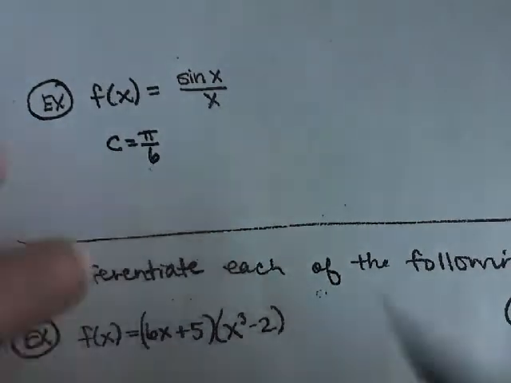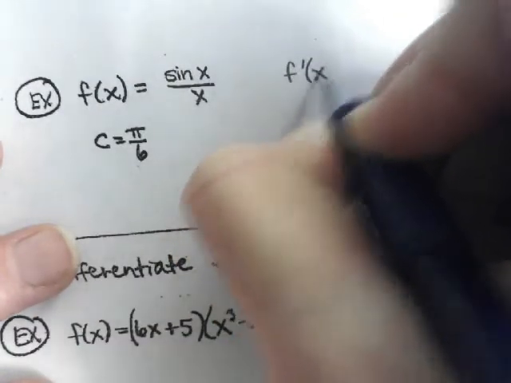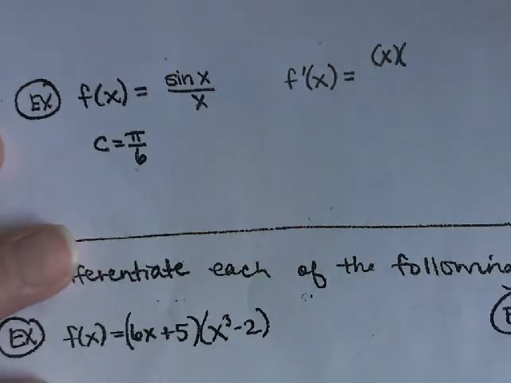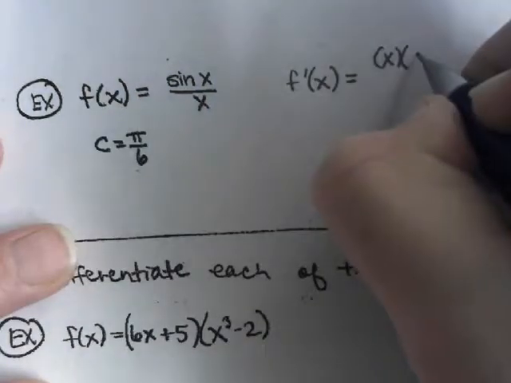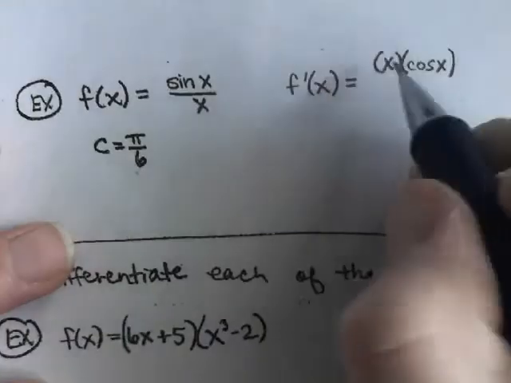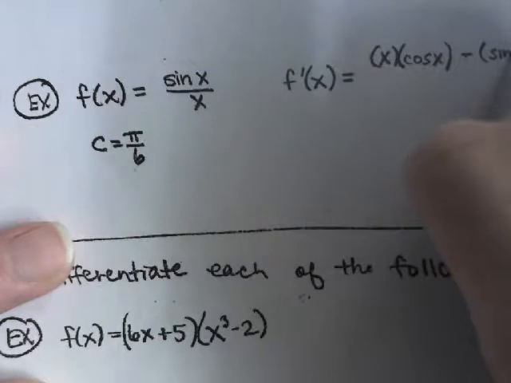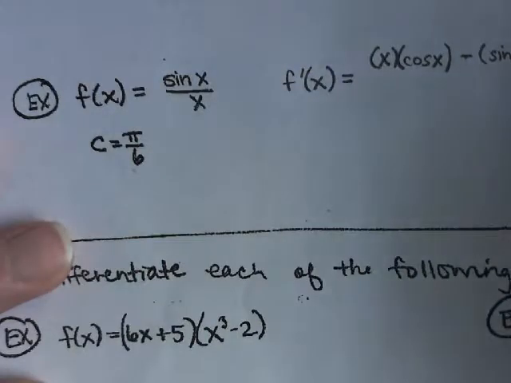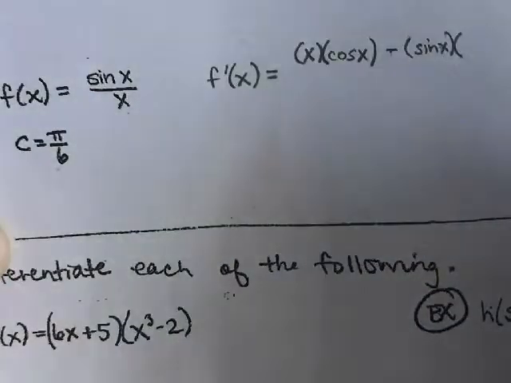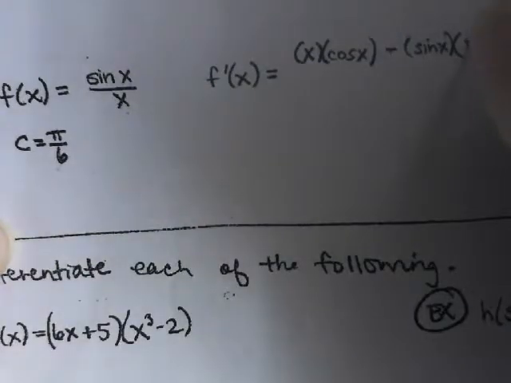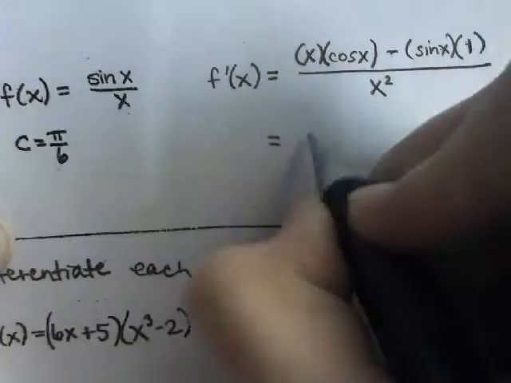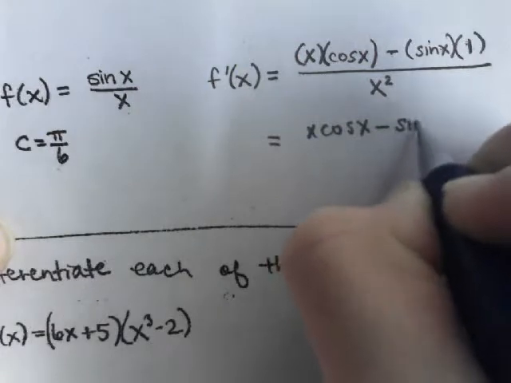But f prime of x, following the quotient rule, is going to be the bottom, times the derivative of the top. What's the derivative of sine? Cosine. Bottom times derivative of the top, minus the top, times, what's the derivative of the bottom here? What's the derivative of x? 1. All over bottom squared. So if I clean that up, I just have x cosine x minus sine x all over x squared.